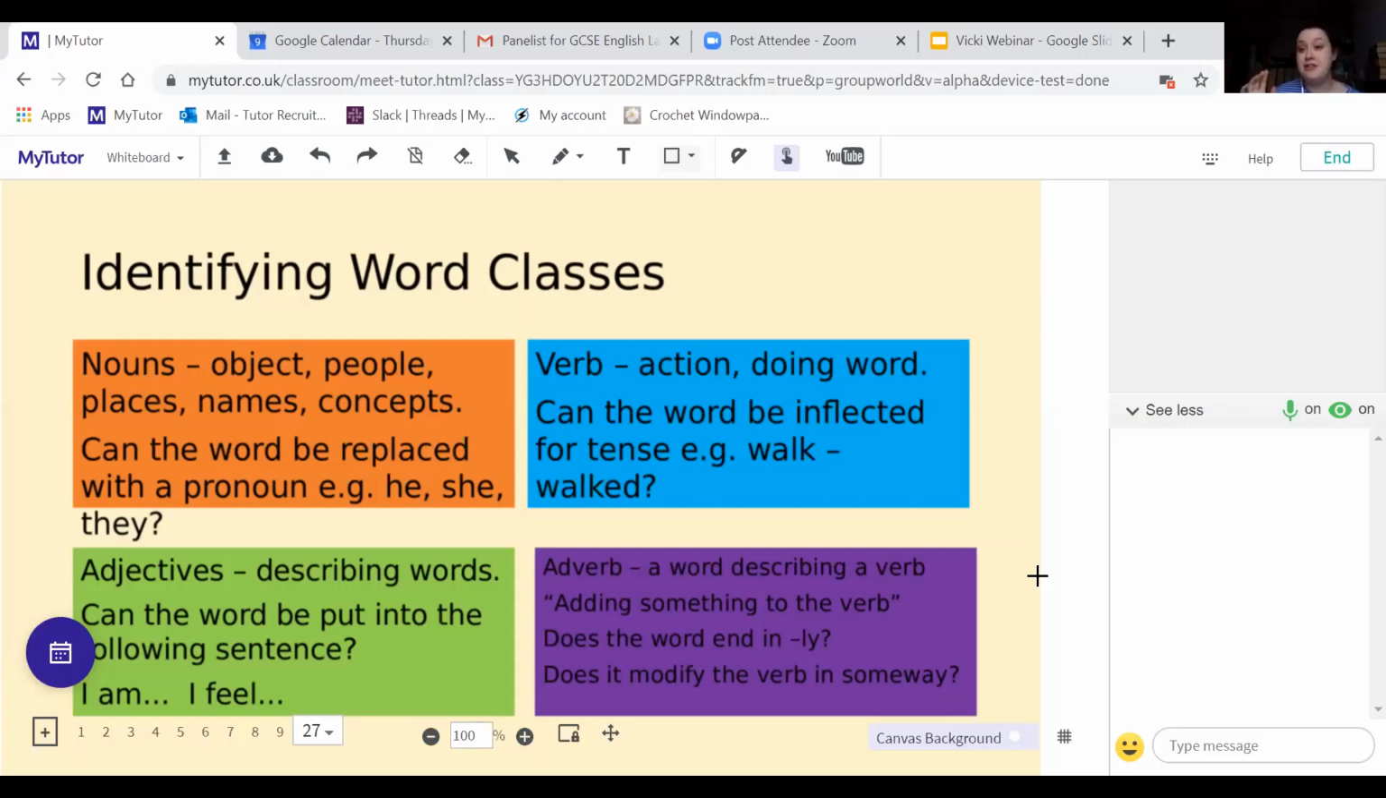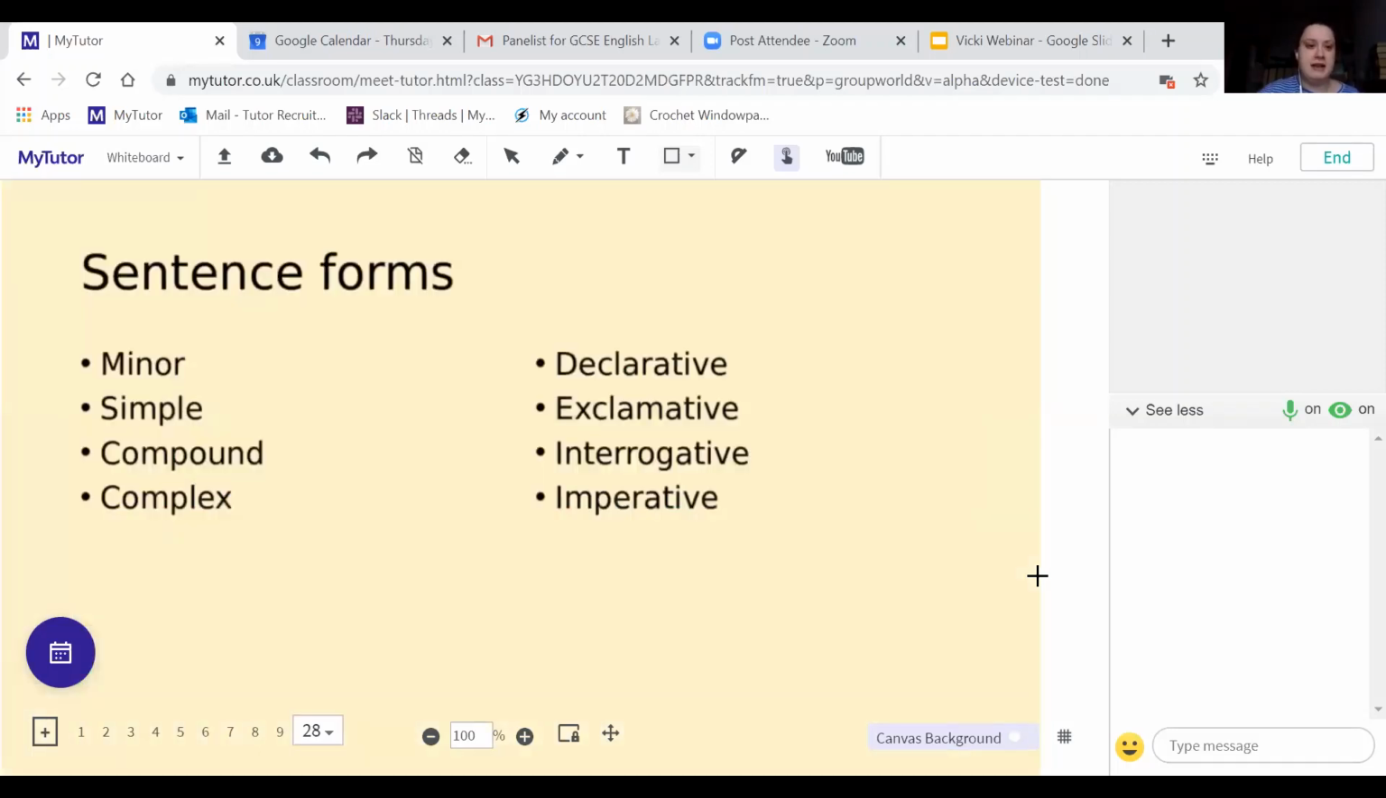Adverb, so first off, the big red flag for you is, does it end in ly? Not all words that end in ly are adverbs, but the vast majority of the time they are. And the other one is, does it modify the verb in some way? So I walked quickly, it's telling me how that verb is happening. So that's a brief way of how to identify those word classes. Those are the sentence forms that you could potentially look at as well, on top of the clauses.